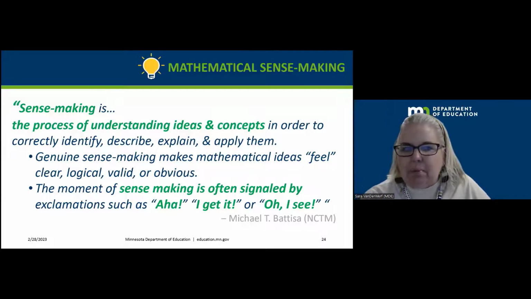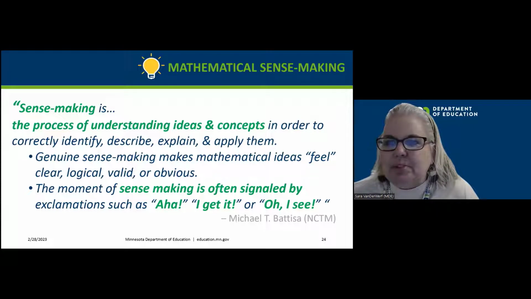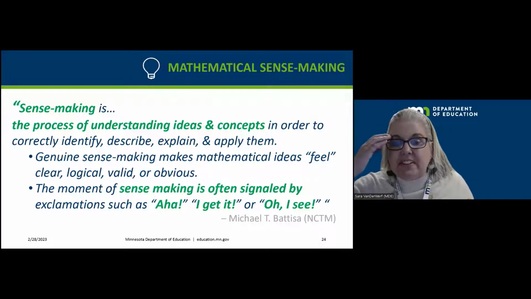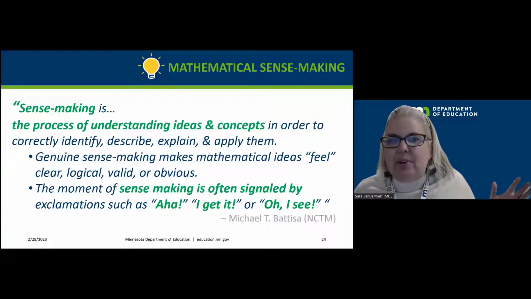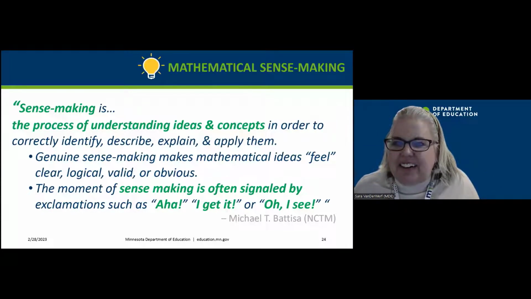Sense making is that process of students understanding ideas and concepts. Whoa, notice nothing in this says they get the right answer as fast as they can. Sense making creates these moments with students that are often signaled by students shouting out, aha, I get it. Oh, I see. Like they feel that in their head. You know how good that feels, that feeling?